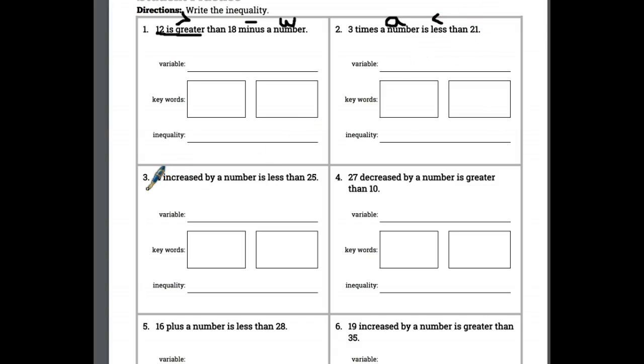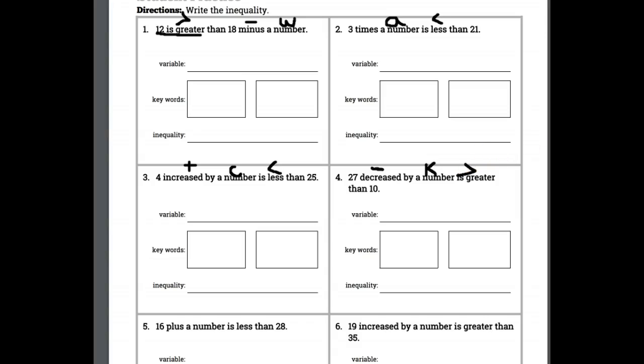Okay? 4 increased by a number. Increased means addition, and we're going to let C represent this number, is less than 25. And 27 decreased by a number, this is going to be K, is greater than 10.